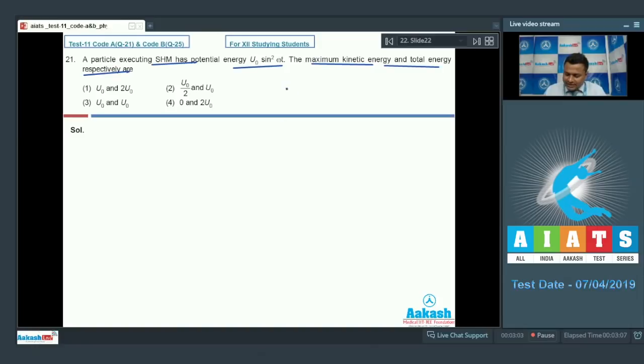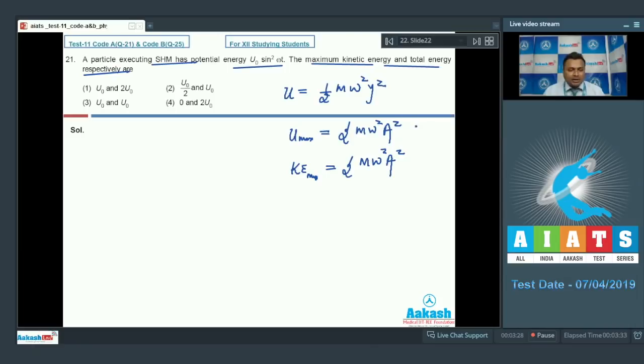We know very well that potential energy is given by half m omega square y square, and its maximum value U max can be written as half m omega square a square. Similarly, the maximum value of kinetic energy is the same, half m omega square a square, where omega is angular frequency and a is amplitude. The total energy is always constant, that is half m omega square a square. So U max equals KE max equals total energy.